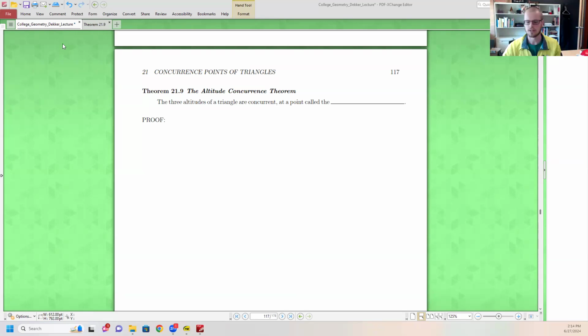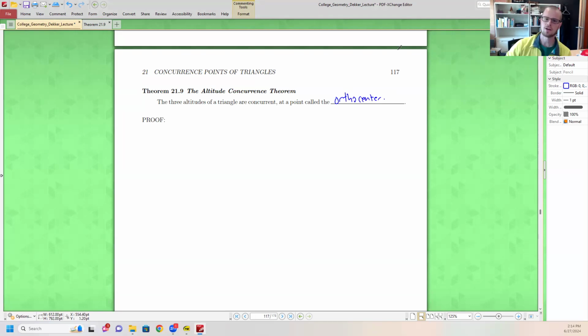It's a little bit longer, and I don't have all the details perfectly aligned between what I know it's supposed to be and what I'm going to present right now. So anyway, the altitude concurrence theorem: the three altitudes of a triangle are concurrent at a point called the orthocenter. Orthocenter. Excellent. And we want to give a proof.